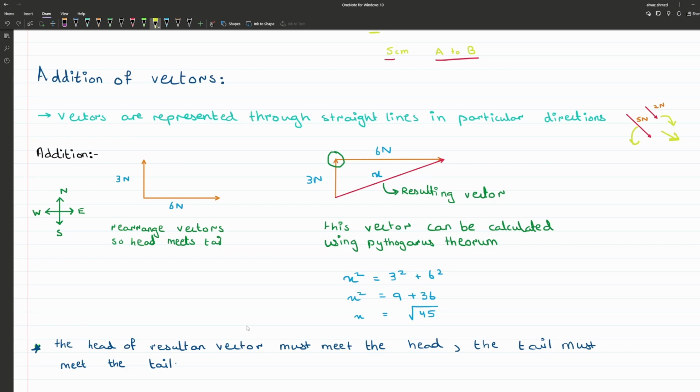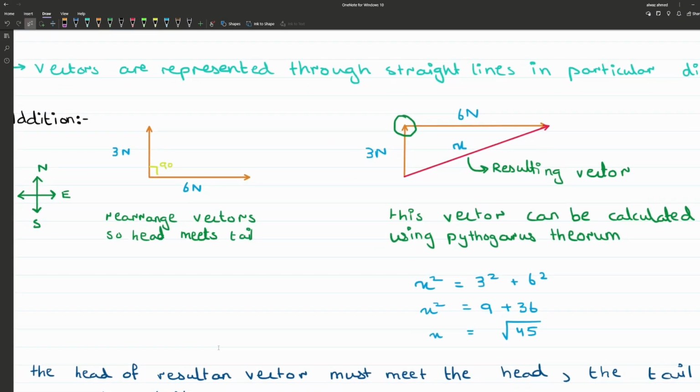Okay, so now we need to learn how to add vectors. For our syllabus, we have 2 ways that we can use to add vectors, and we will talk about both of them one by one. The first one is by rearranging the vectors. As we can see here in this example, you've got 2 vectors, one of 3 newtons and the other of 6 newtons. Both of them have an angle of 90 degrees between them. So the first step is rearranging the vectors so the head meets the tail.